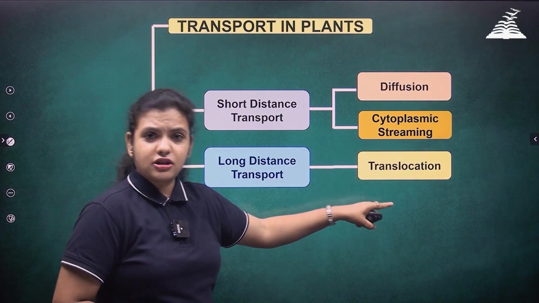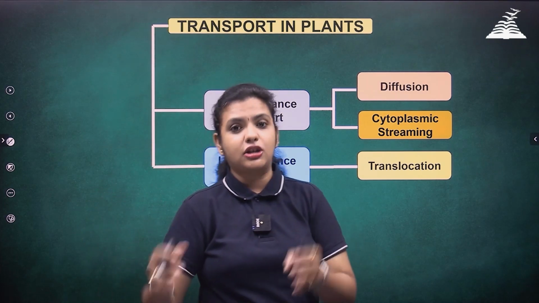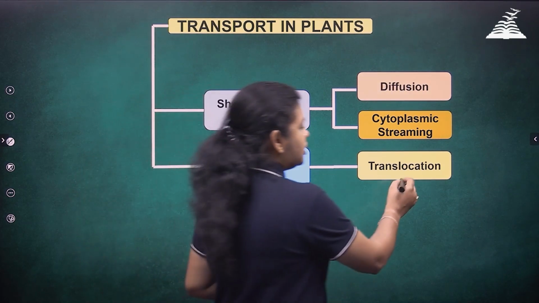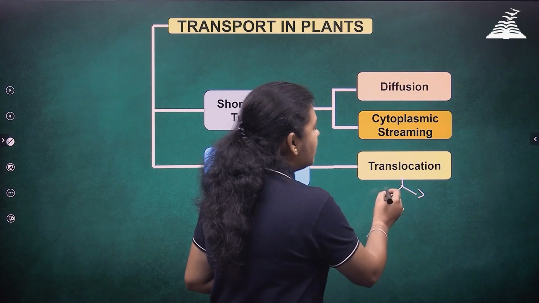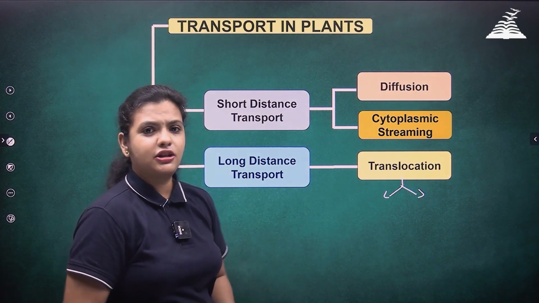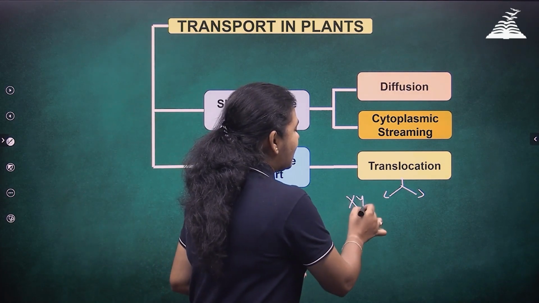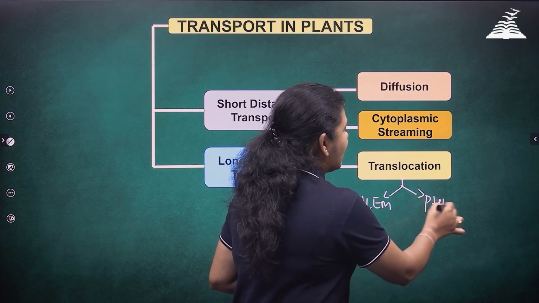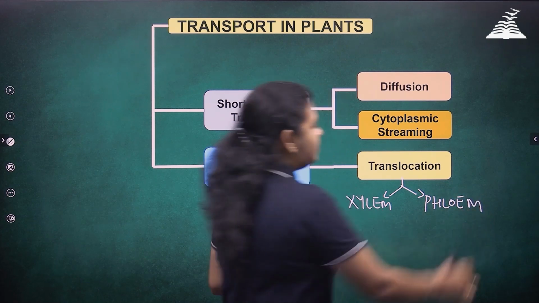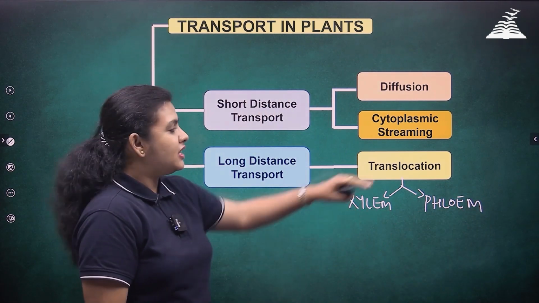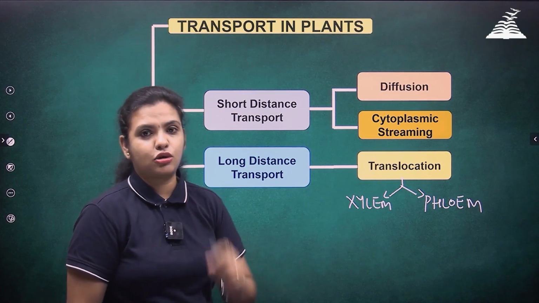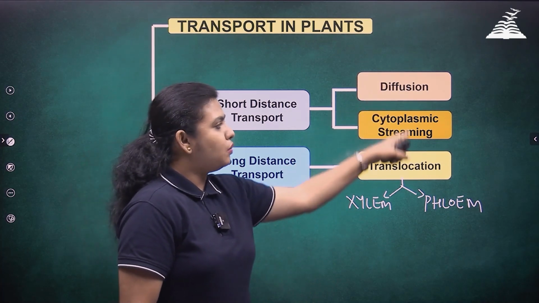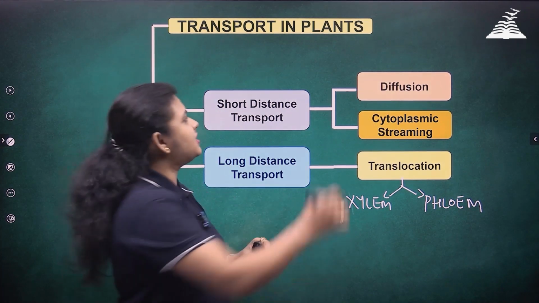What is translocation, students? Translocation. Location means a different place, right? And this translocation is going to happen with the help of vascular tissues. What are the vascular tissues in a plant? The xylem and phloem. Okay, so when the movement is going to happen with the help of xylem and phloem, which are vascular tissues, then we will use the word translocation. We will take up diffusion in the coming slides, but what is cytoplasmic streaming, students?